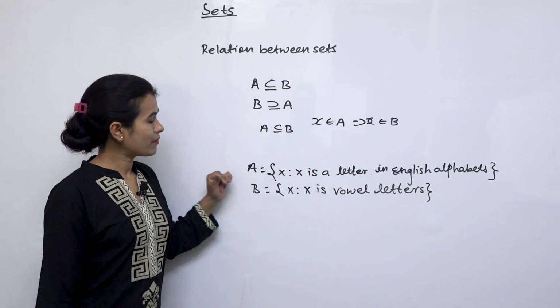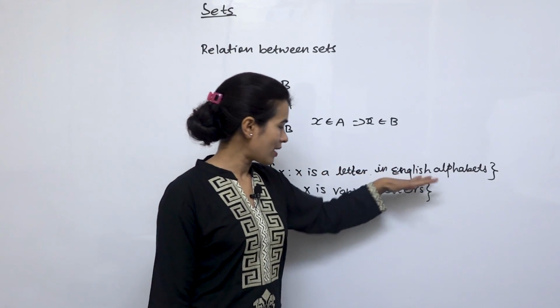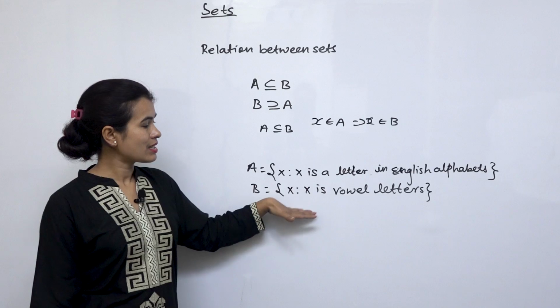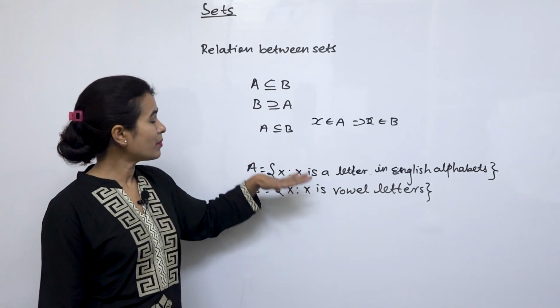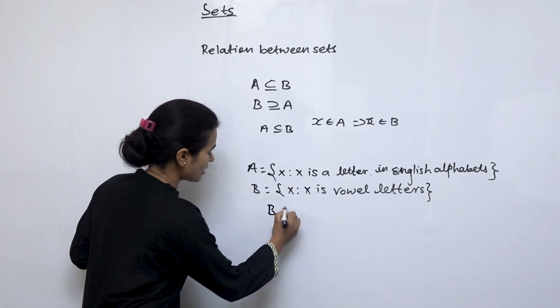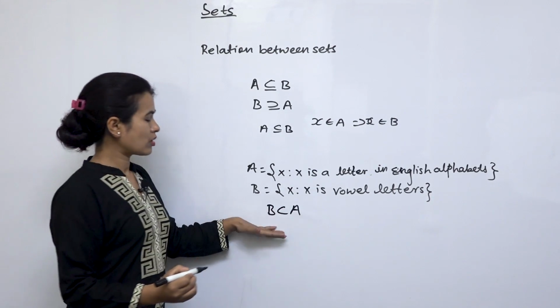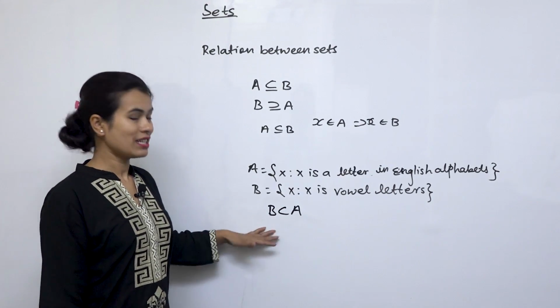Here in set A we have X such that X is a letter in the English alphabet, and in set B we have X is a vowel letter. All the members of B are members of set A, therefore B is a subset of A. It is called B is a proper subset of set A.